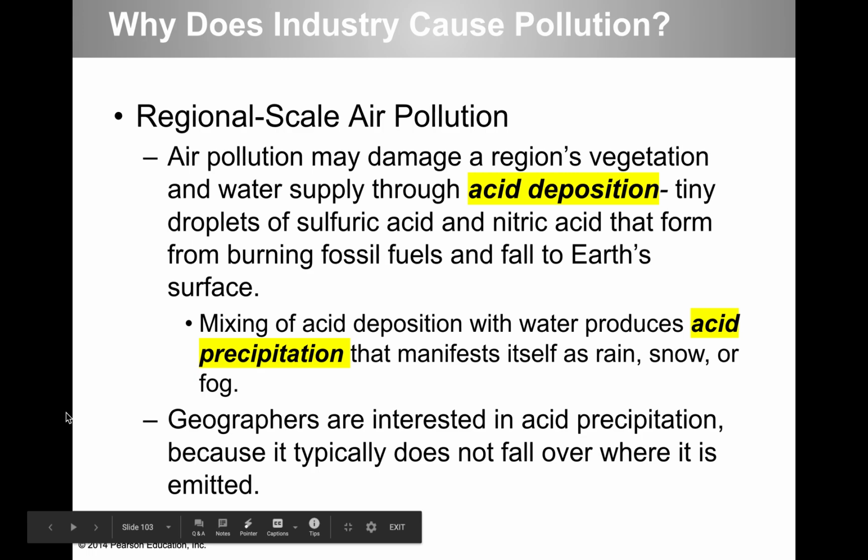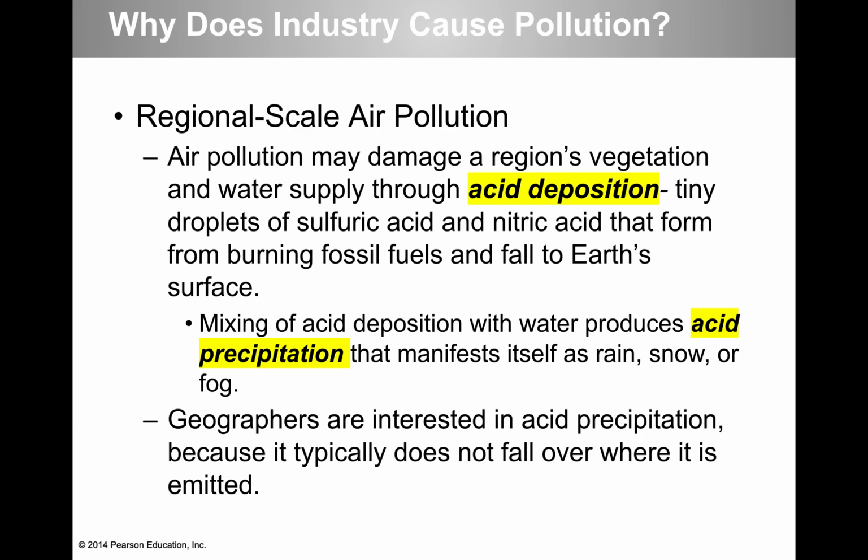Look at regional pollution. Regional pollution affects regional vegetation and water. When we look at acid deposition, it's the accumulation of acids, including sulfuric acids and nitric acids, on the Earth's surface. What happens with the acid deposition is it will then combine with oxygen and water, and when it's dissolved in water, the acids will fall in precipitation, such as rain, snow, or fog.